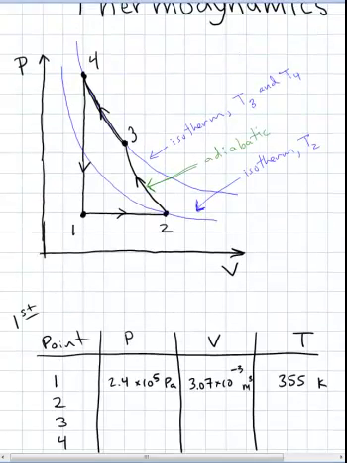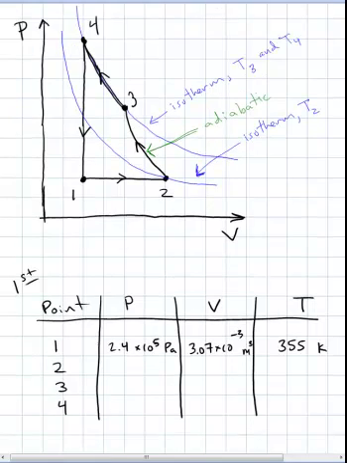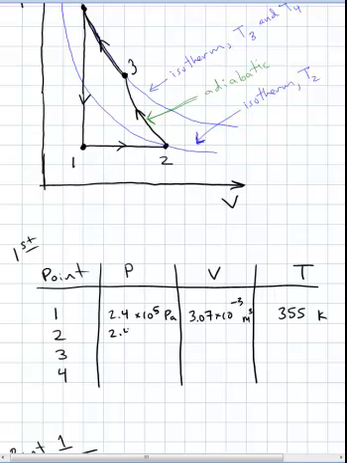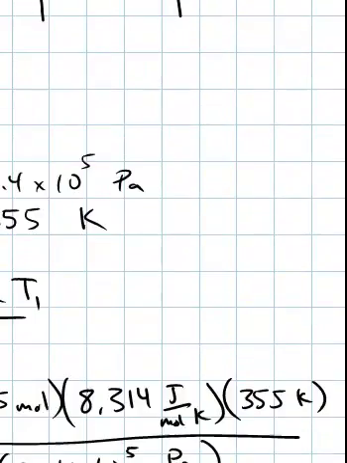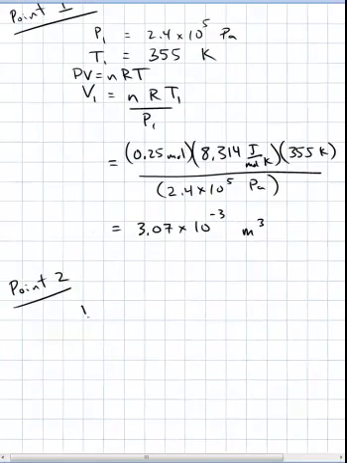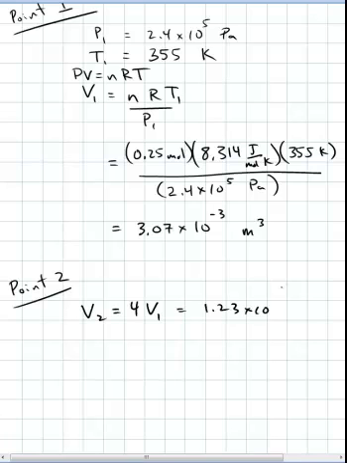Okay. Moving along, point number 2. Let's take a quick look at our diagram. At point number 2, the pressure is the same as at point number 1. And the volume is 4 times as large. That was given. So I'm just going to do that real quickly. 1.23 times 10 to the negative 2 cubic meters, because the volume at 2 is 4 times the volume at 1. That was given in the problem.